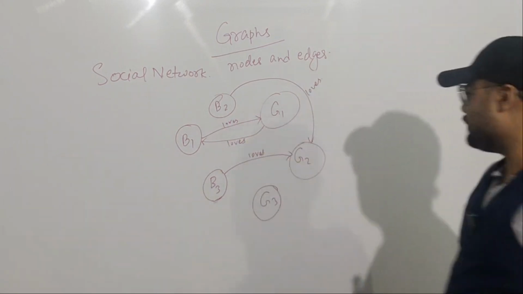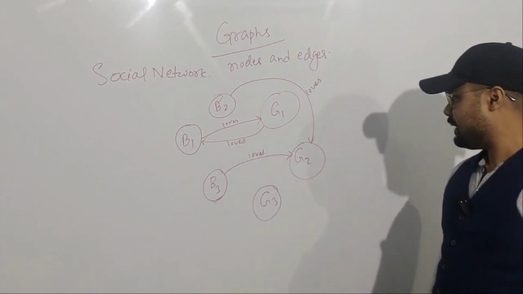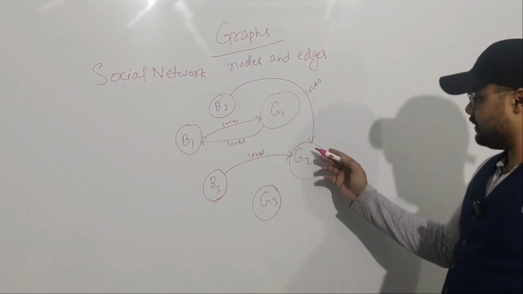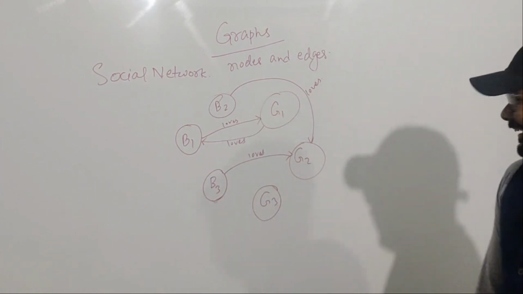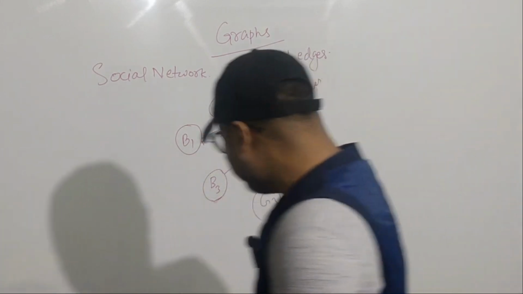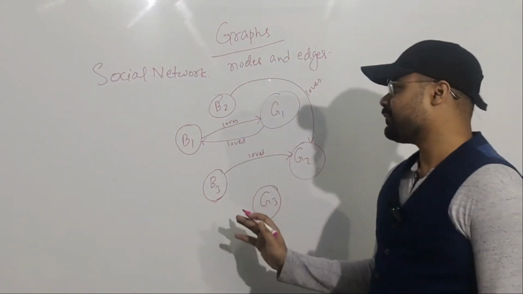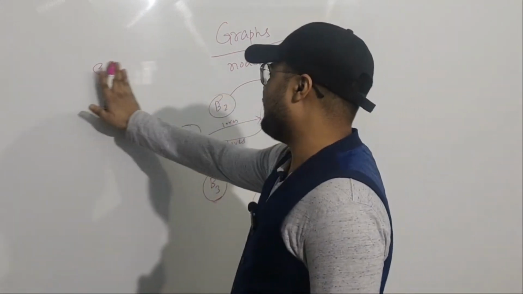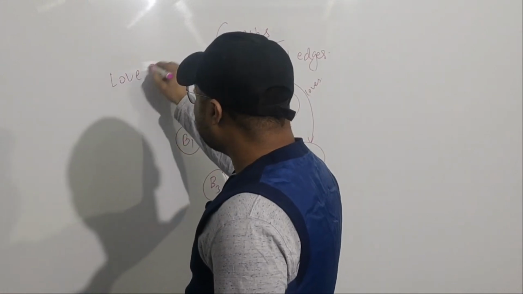So B2 loves G2, but still there is not going to be a reverse edge, because this type of girls are not capable of love. Anyways, in this case, let's name this type of graph as love graph.